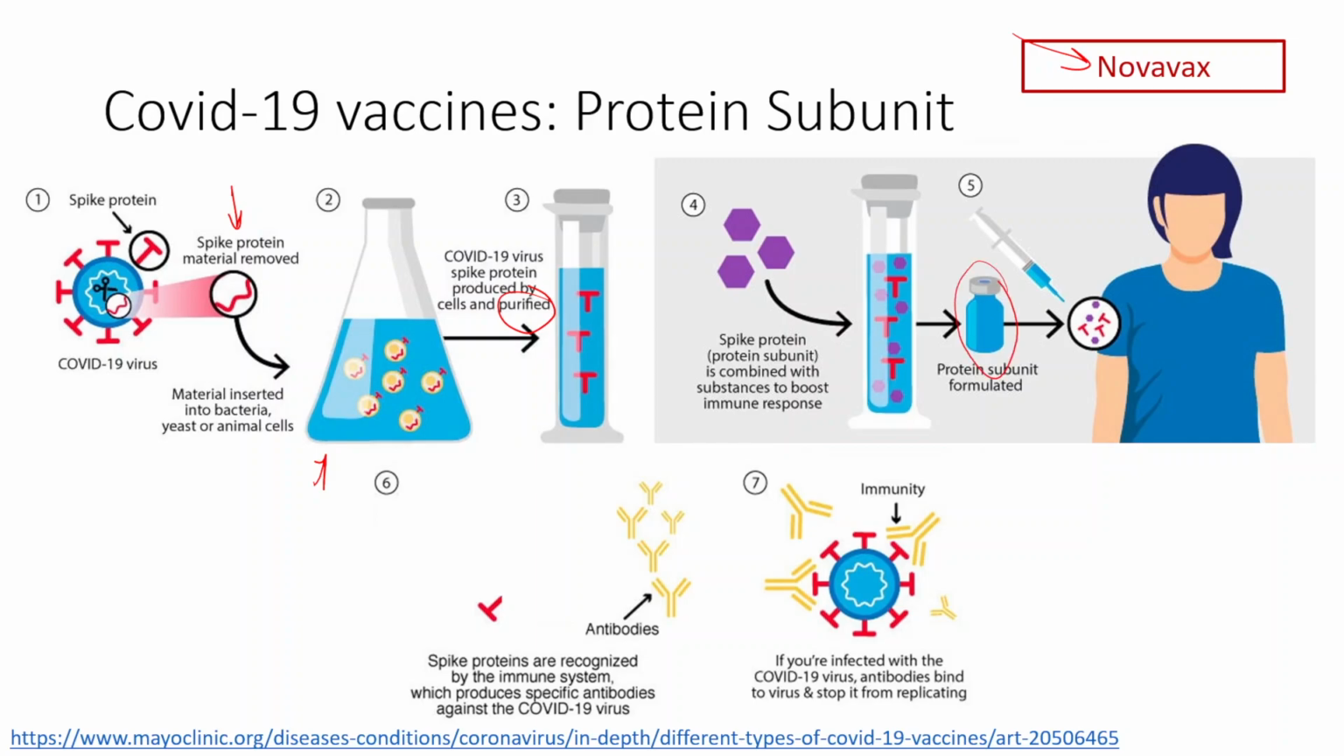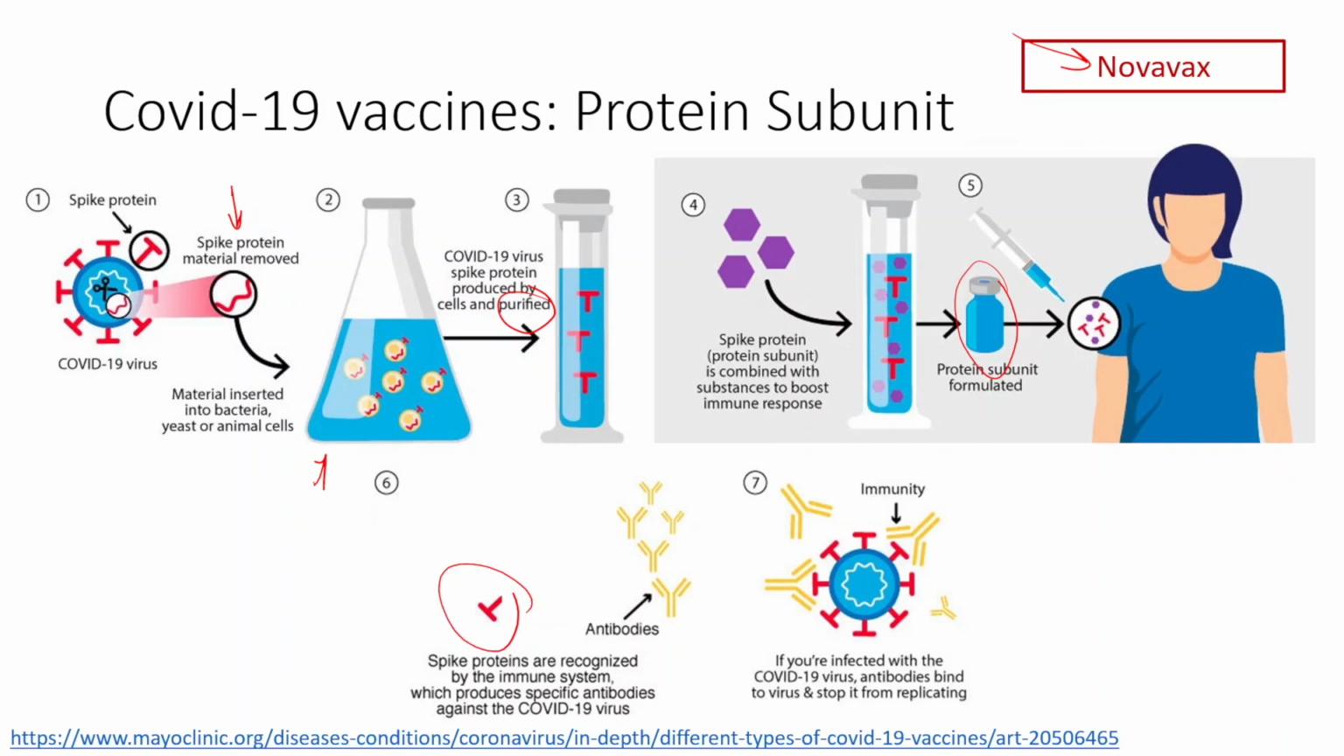So you have purified spike protein that was made in a lab, and added to that is a substance called an adjuvant that helps to generally boost your immune response. And then that is what goes into your body. And so once again, you have spike proteins now in your body. Your own body's immune system has antibodies that recognize the spike protein. You make your immune memory.